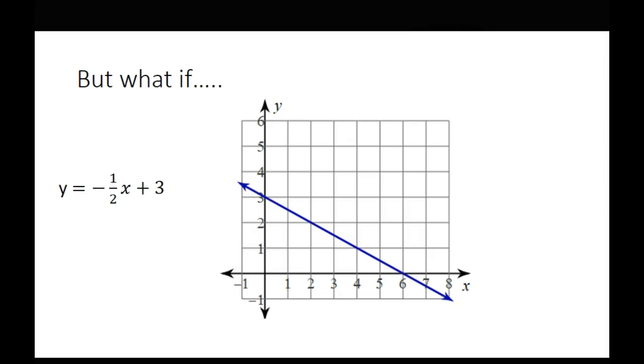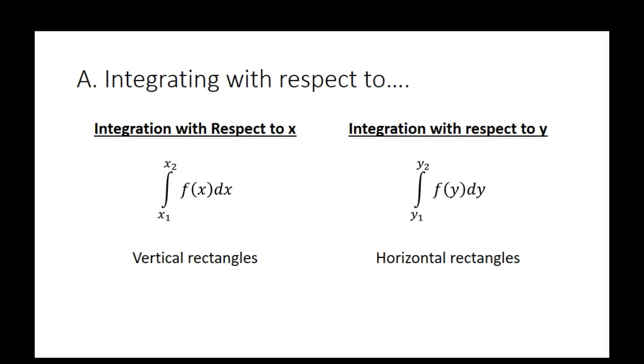Now, I don't know if there's anything else on that. There it is. Just a summary of what we just talked about. This is what we're used to. Integration with respect to x gives you vertical rectangles if you're doing Riemann sums. Integration with respect to y gives you horizontal rectangles.